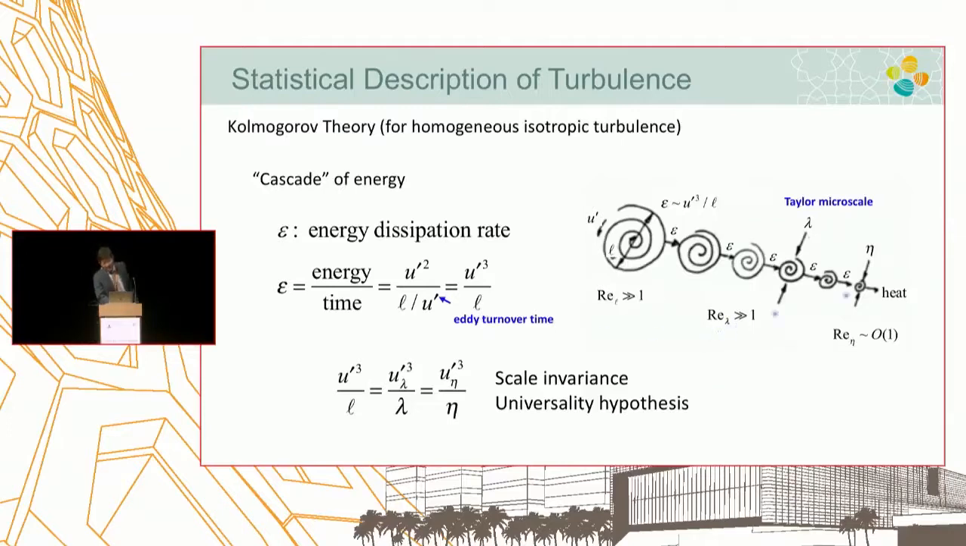So this is what we call the universality, scale invariance, meaning that if you zoom in and zoom out and overlap them together, they all look the same, as long as you are in the middle of this inertial range. That's the basic concept.